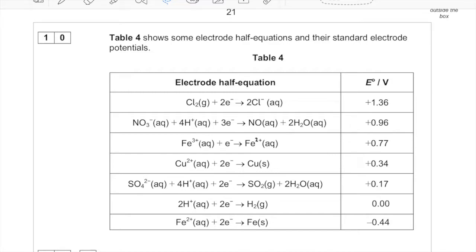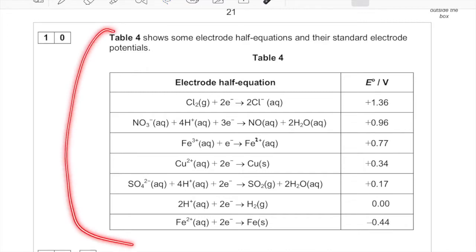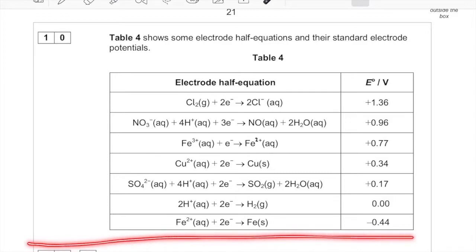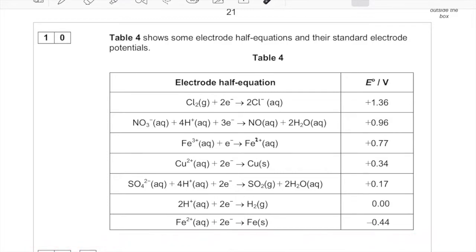So all of this data, this table of data, is before there are any questions. The questions don't start until after that table, which means the information in the table could feature in, or be relevant to, any of the questions that follow. So let's take a little time, first of all, to be confident that we understand what this data is showing us. You'll notice that all of the half equations are written in the same way.